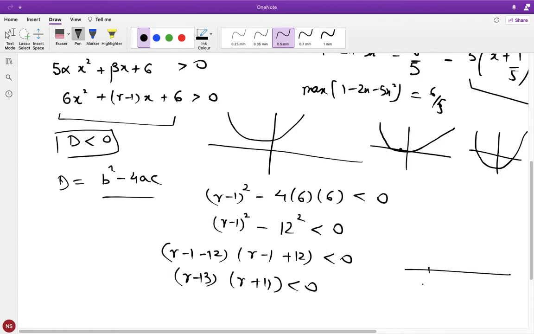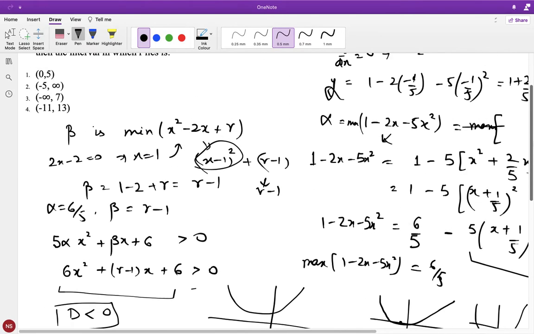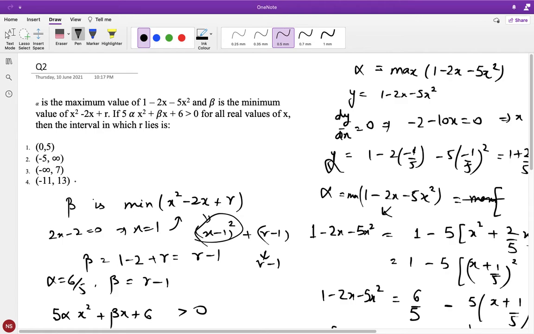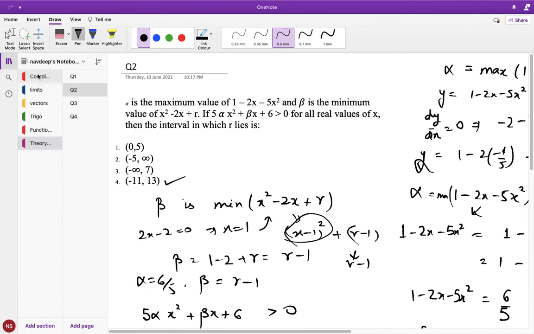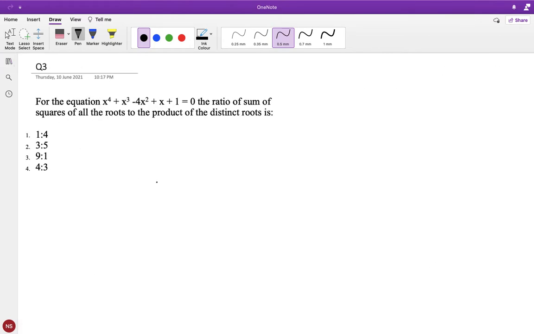We will do the wavy curve method. So minus 11, 13. If r is lying between minus 11 and 13, this whole thing will be greater than 0. Minus 11 to 13. So this is the solution. Okay, next problem.